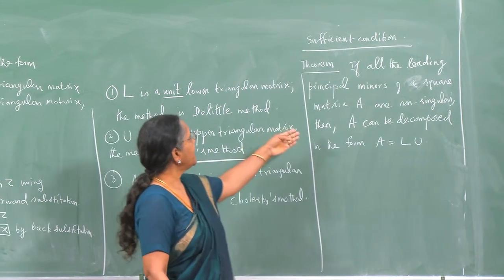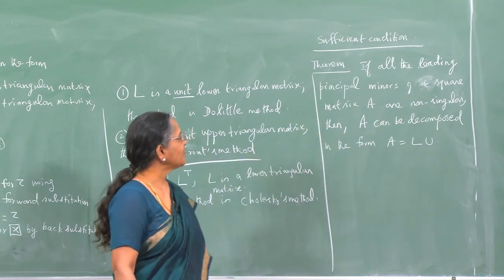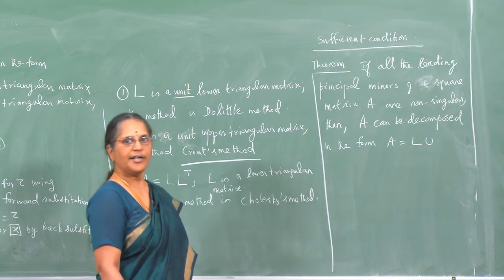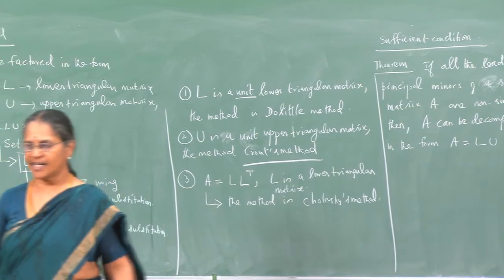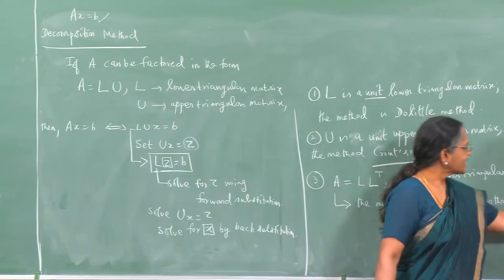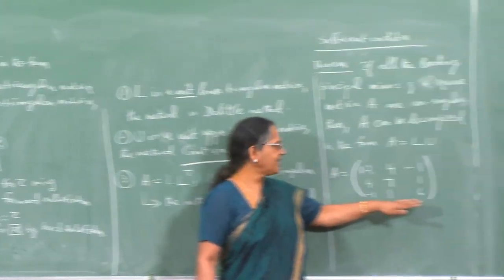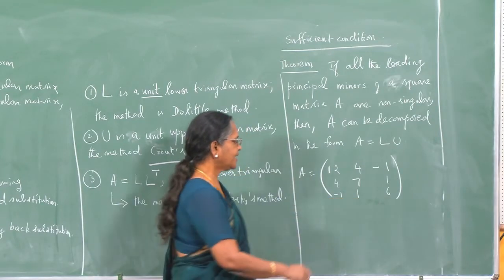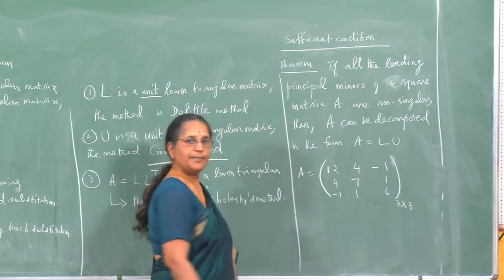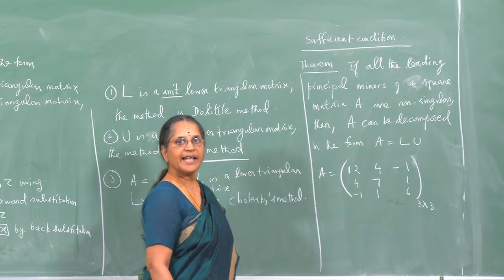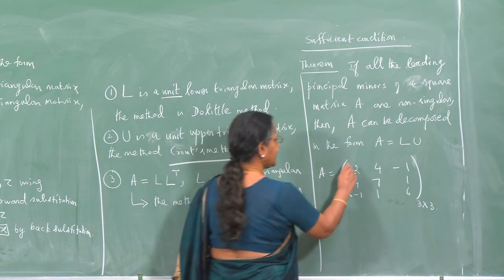So, what do you mean by leading principal minors of a square matrix A are non-singular? Let us take an example and understand this. Let us consider the matrix A as this. It is a 3 by 3 matrix. The principal leading minor of order 1 is this entry.